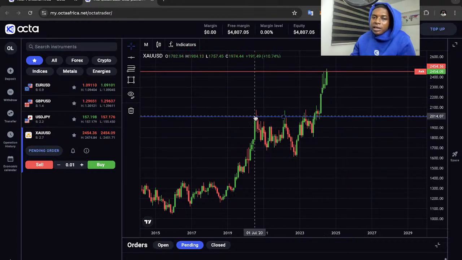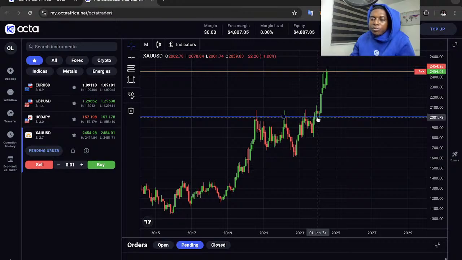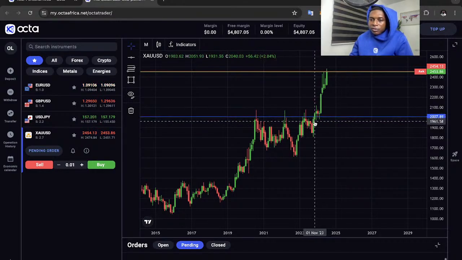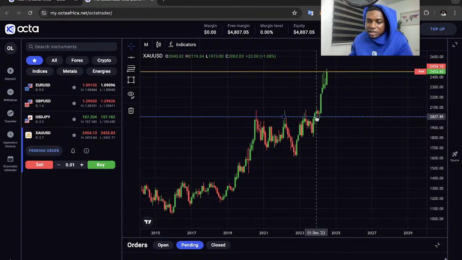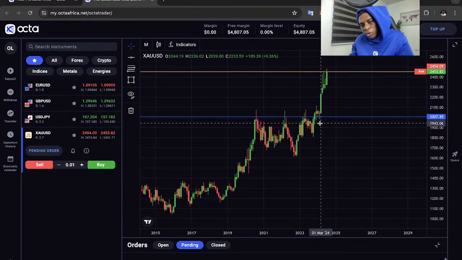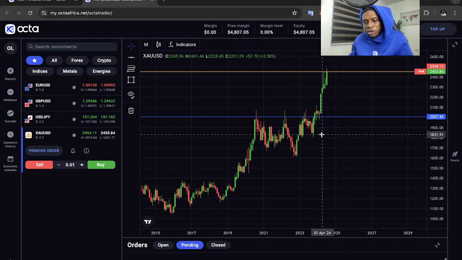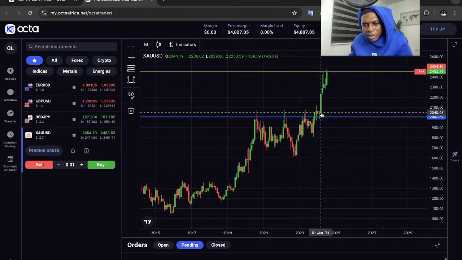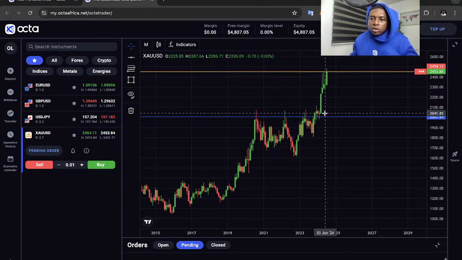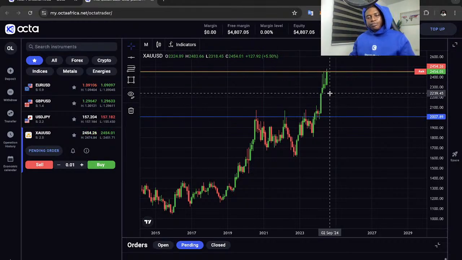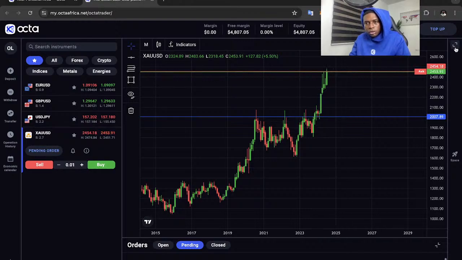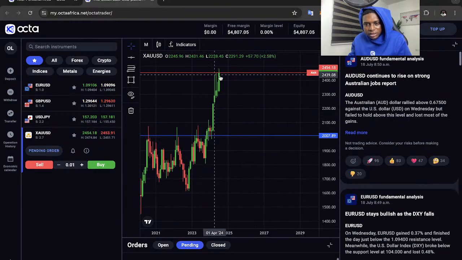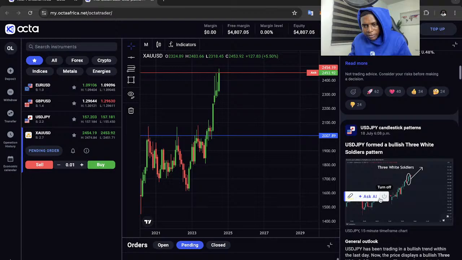So we can see here that gold had a major breakout in January, struggled through, and then finally in March, yeah, in March, we can see gold had a major jump. All right, good. So now we can see that gold had a major jump here.